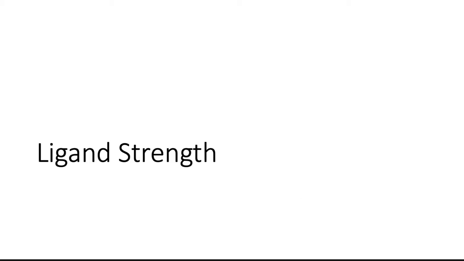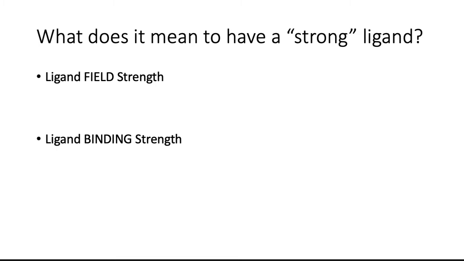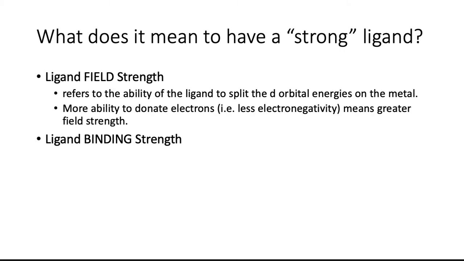You're also going to be thinking about ligand strength in this lab, but it's a little bit different than what you might be thinking about from Chem 106. In Chem 106, you talk about ligand field strength. This is like the spectrochemical series and ranking all of the ligands based on how much they're going to split the d orbitals. And this has to do with the ability of that ligand to donate electrons. The less electronegative it is, the better it is at donating electrons. So that means it will have a stronger field strength. So those are strong field ligands.